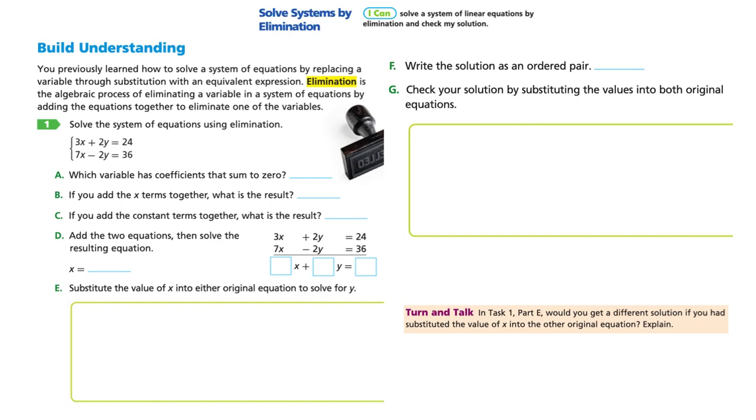Hi, 8th grade. This is lesson 4 of module 7, Solve Systems by Elimination. And the I can statement says, I can solve a system of linear equations by elimination and check my solution.